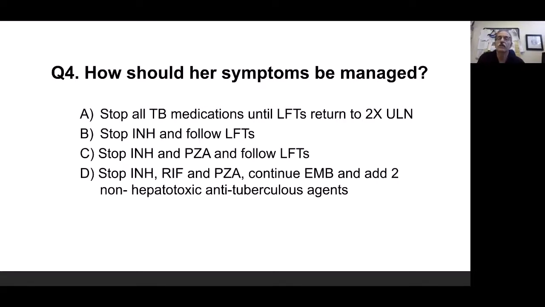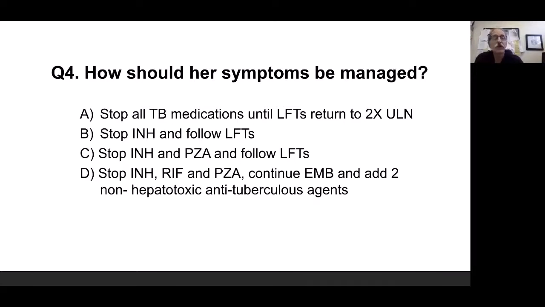Okay, so I think most of you said that you would stop everything. And that is probably the safest thing to do. Some of you said you would stop isoniazid, rifampin and pyrazinamide, and then add some additional drugs. And I don't think that's a wrong answer. And we'll talk about when you might choose A and when you might choose D.